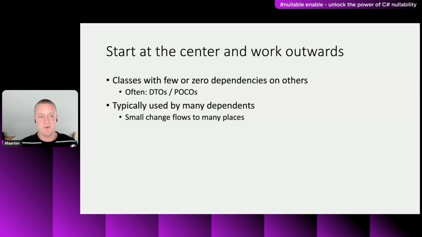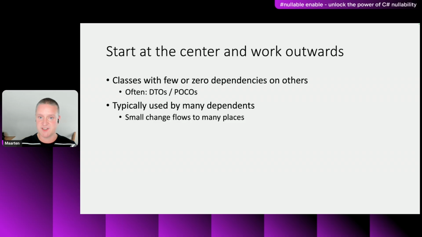Start at the center and work outwards. I found that when you are migrating, when you are trying to convert an existing code base to use nullability, classes that have few or zero dependencies on other classes are typically the best ones to start working with. So very often, data transfer objects, plain old CLR objects, that you have in your code base are going to be perfect candidates, because very often they have zero dependencies on other types, but they are being used by a lot of code in your code base.